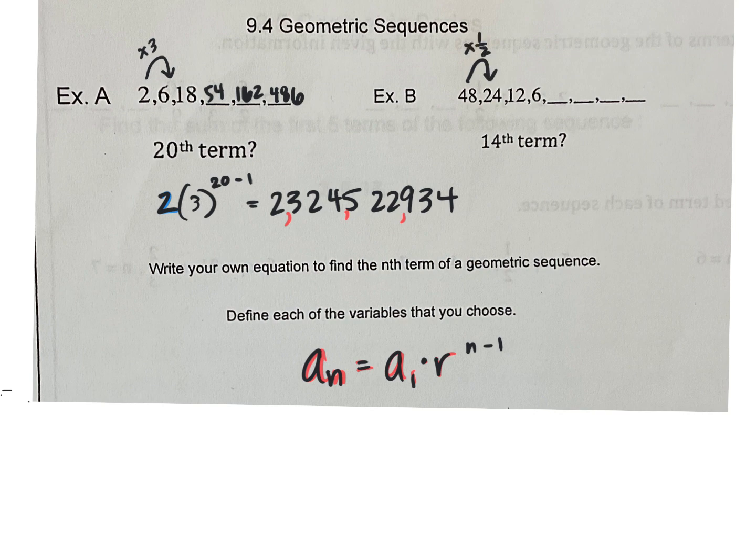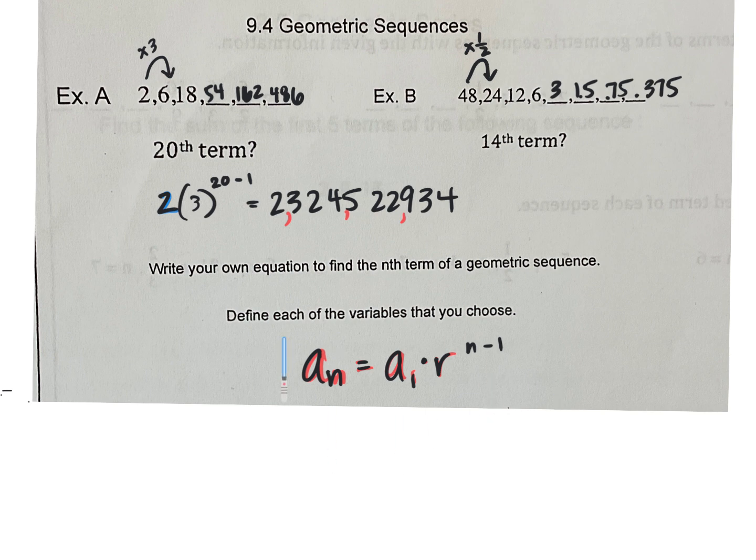24 times 1/2 is 12. 12 times 1/2 is 6. 6 times 1/2 is 3. 3 times 1/2 is 1.5. 1.5 times 1/2 is 0.75. Nice. So that just finished off that sequence.